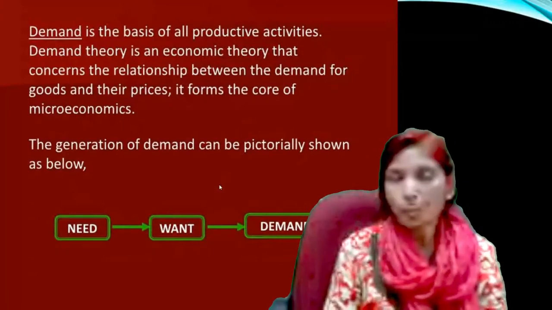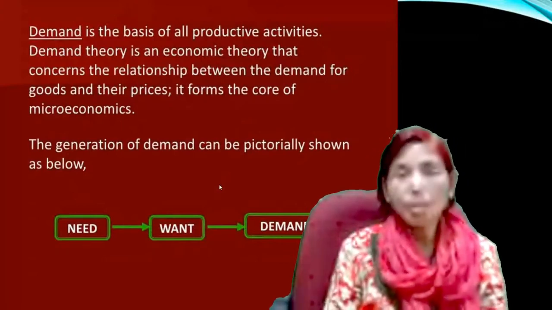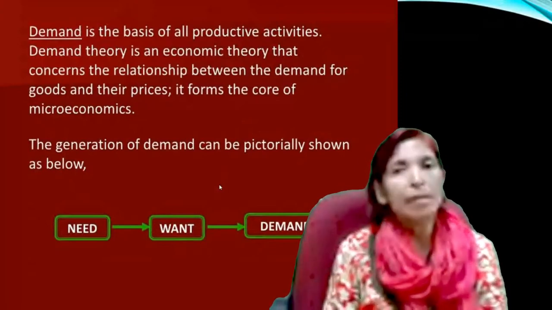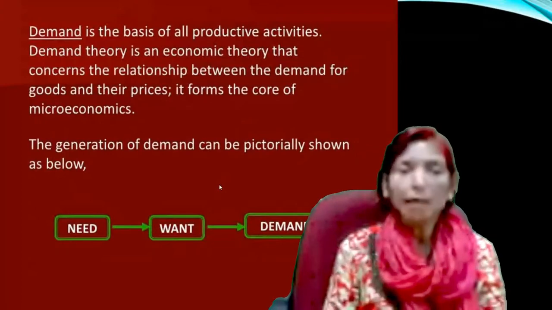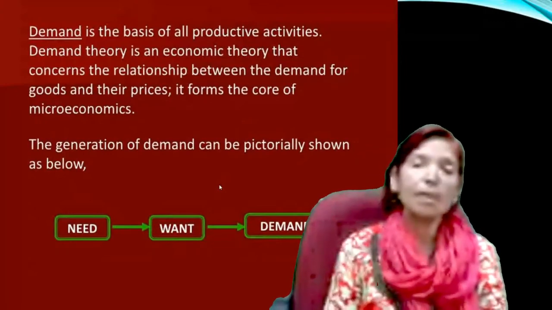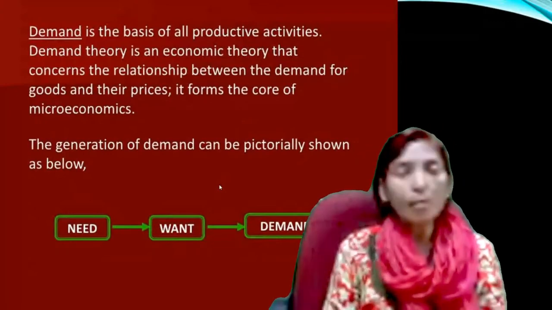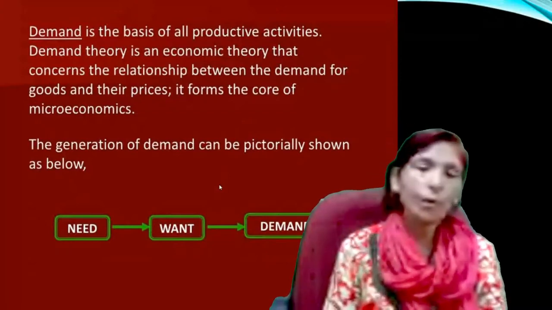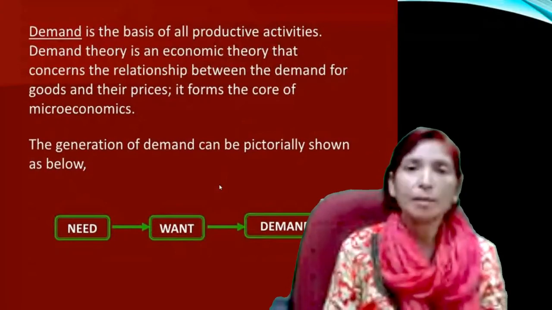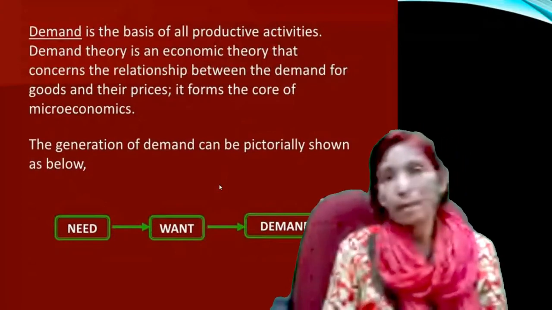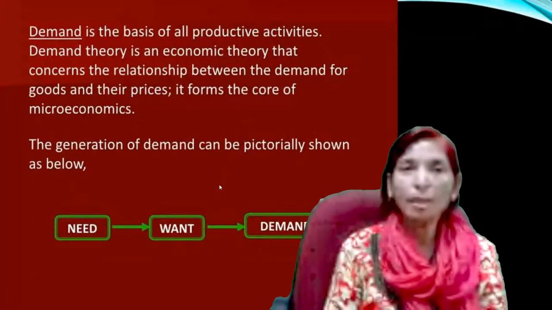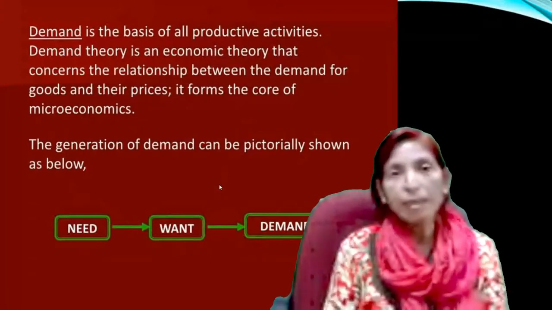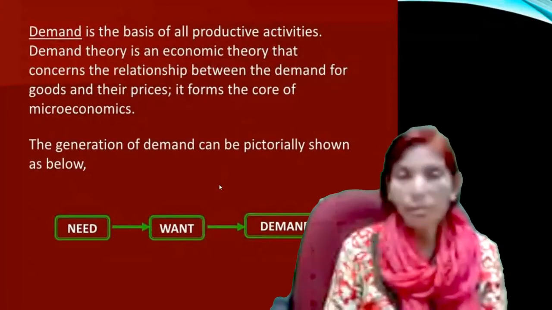So these are the four main things which fulfill the concept of demand. One is desire; you must have a strong desire for that commodity. Second, the commodity should be available in the market. Number three, you must have purchasing power to purchase that commodity. And fourth is willingness to pay. If you are ready to pay for that commodity, then you can buy it and bring it home. That is called demand.